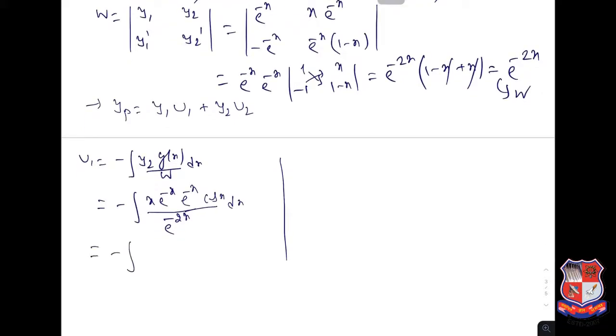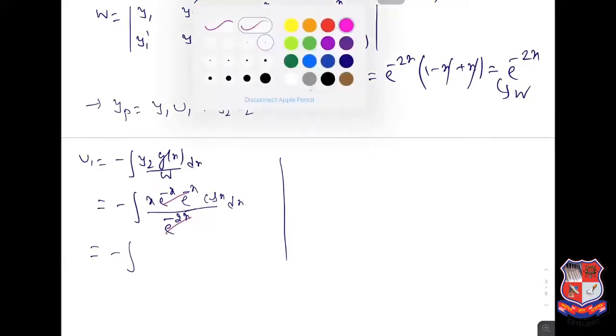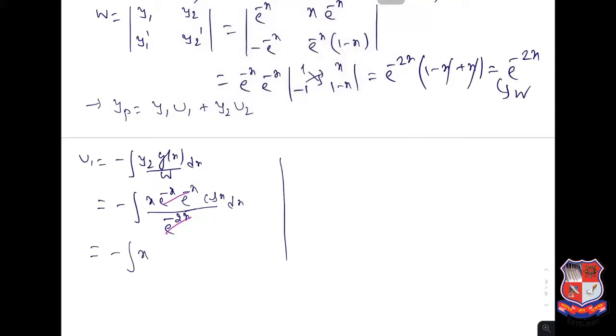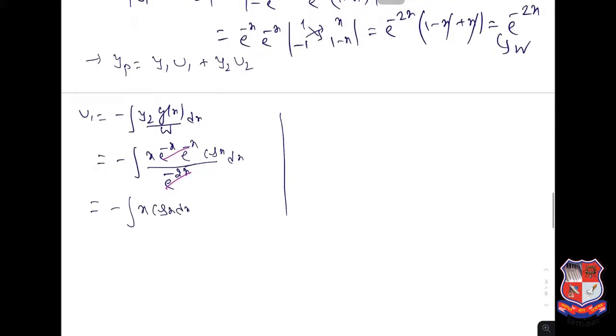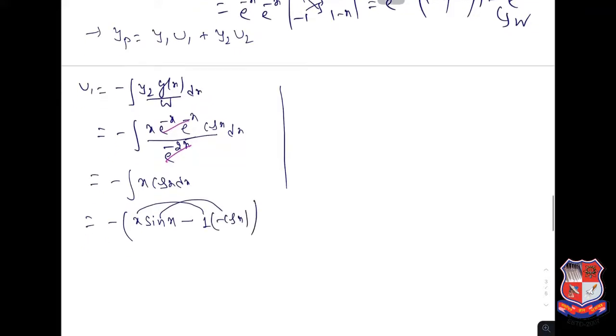So this is equal to minus, now these two will be getting cancelled. So we have minus of x cosine x dx, and this we can integrate by parts. We keep x as it is, integration of cosine x is sine x, then minus derivative of x is 1, integration of sine x is minus cosine x, and so this is minus x sine x, and again minus 1, so it is minus cosine x.